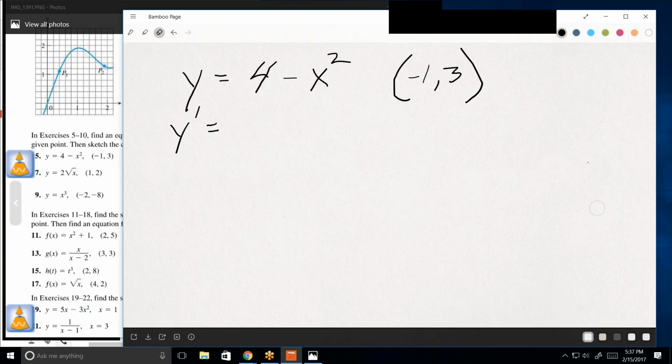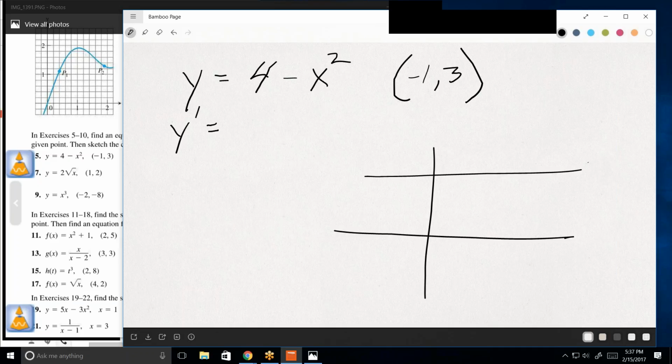Because remember what derivative is. Derivative is slope, right? Well, if I have a constant, say y equals 10, what's the slope of that line? 0. That's why the derivative of a constant is always 0.